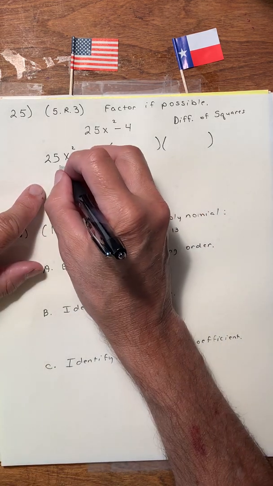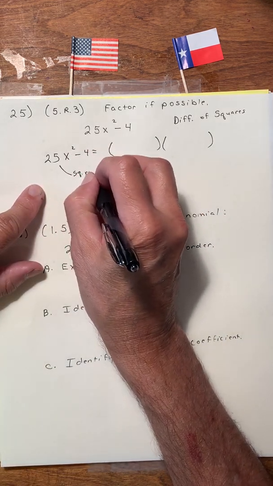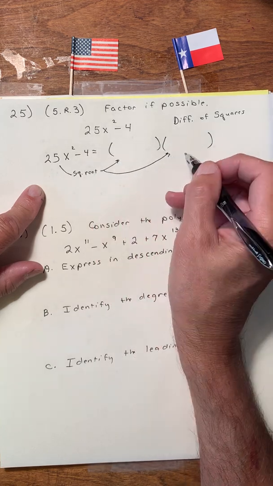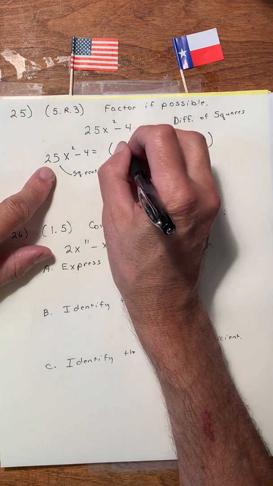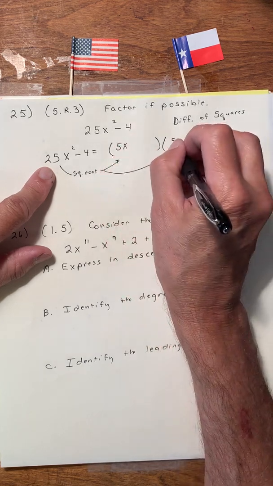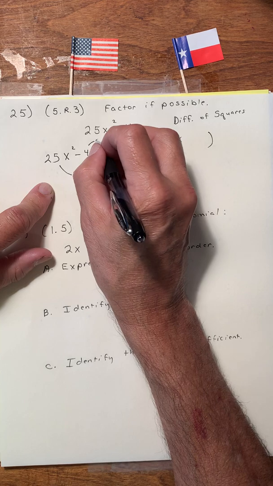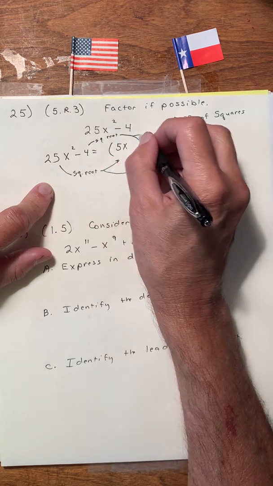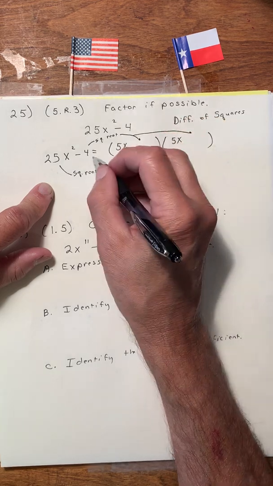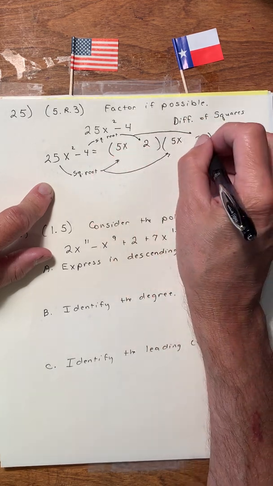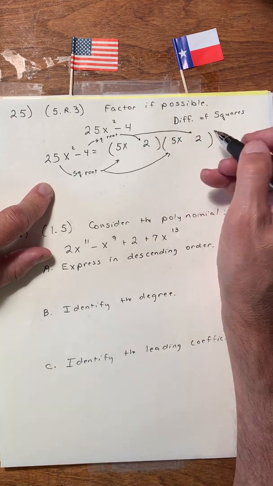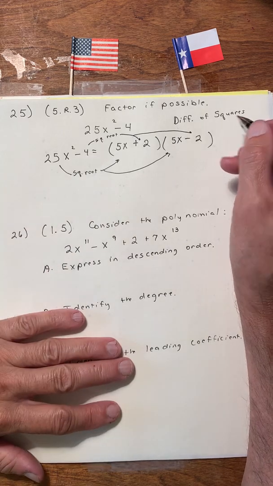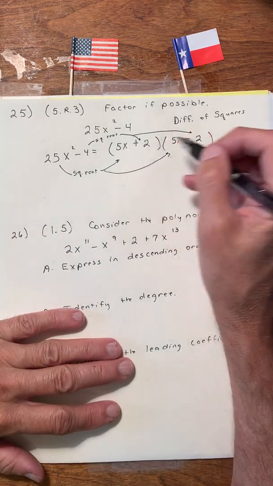I take the square root of this guy here and here. Square root of 25x squared is 5x. And I take the square root of this guy here and here. Square root of 4 is 2. And my signs in between my binomials, always one of each, a plus and a minus. So that's it. Square root, plus and a minus.